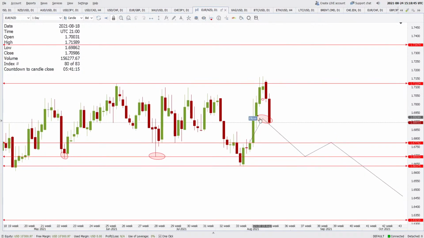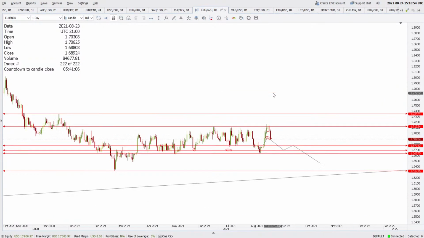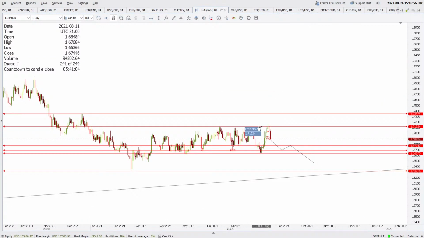If somebody has taken this trade, he might be very happy. On the upside, we have very minimal resistance at around 1.7122. Why I'm saying minimal? Because it has been tested only 2 times. All right.